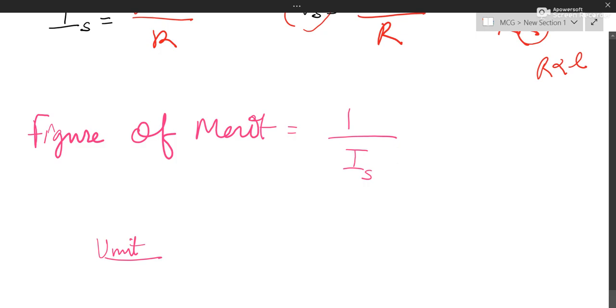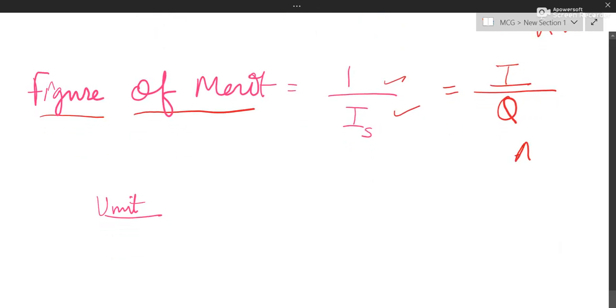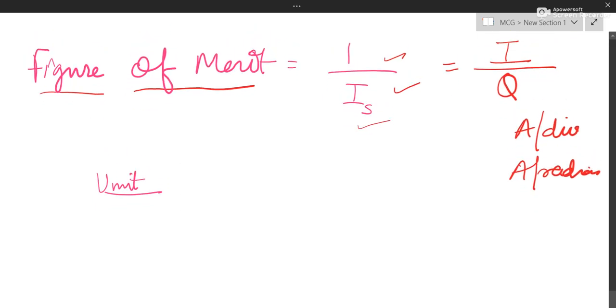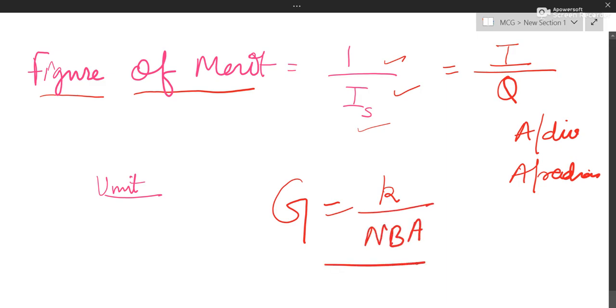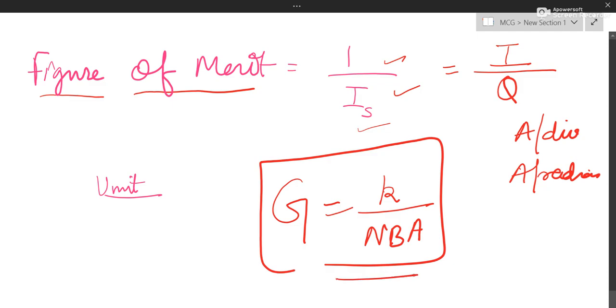Now this is the last quantity associated with moving coil galvanometer. It's figure of merit. Figure of merit is the reciprocal of current sensitivity, that is, it is current upon deflection. So its unit is ampere per division or ampere per radian. Current sensitivity you have already seen is NBA by K, so we will write it as the reciprocal of this. So figure of merit can be written as K upon NBA. It is the reciprocal of current sensitivity. This is how we can cover moving coil galvanometer. Diagram is to be prepared with utmost care.